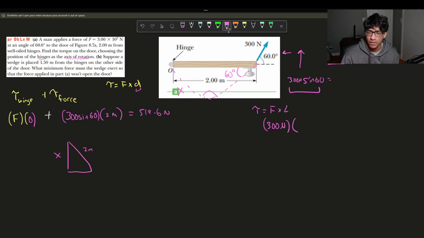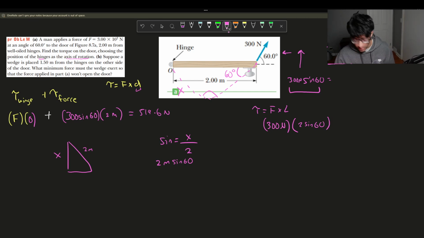So this is the hypotenuse. It's the same thing. It's sine: sine of opposite, which is x, over hypotenuse, which is 2. So x is 2 meters times sine of 60. Then you plug that in right here: 300 times 2 sine of 60. I hope I'm right. And you're going to get the same answer, 519. So that's another way to do it. You could do either; it doesn't really matter.